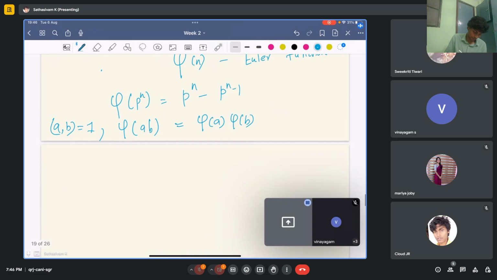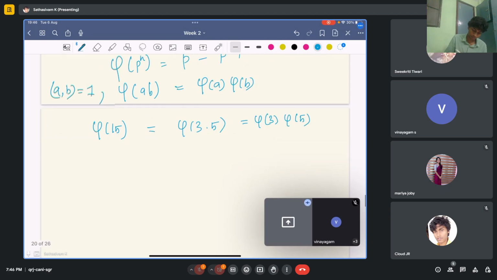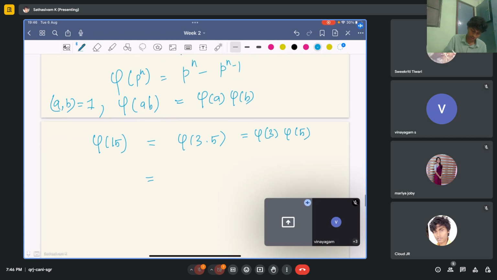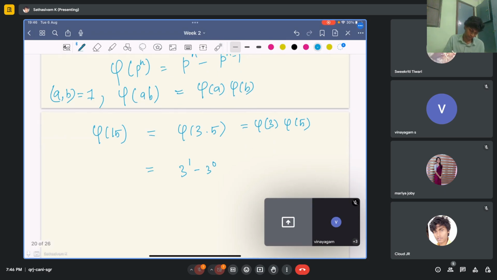So what is phi of 15, right? Let's say we write 15 as 3 times 5, so it is phi of 3 times phi of 5. And how do you write phi of 3? Because this is 3 power 1, that is 3 power 1 minus 3 power 0, times here we have to write 5 power 1 minus 5 power 0. So I think this is 2 times 4, which is 8.